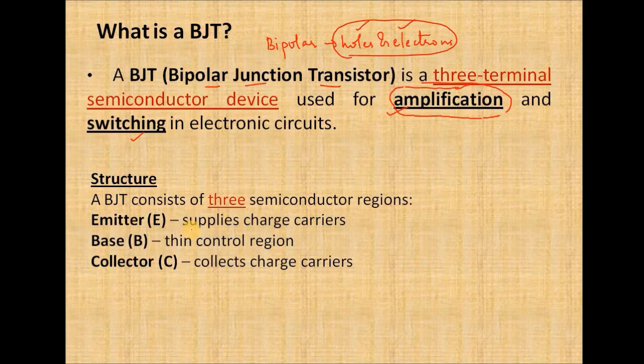Now when it comes to the structure, a BJT has 3 semiconductor regions. The first one is called the emitter, which supplies charge carriers. The second region is called the base. Usually the base is very thin. However, this is actually called the control region. And finally the collector. As the name indicates, this region collects the charge carriers. Again, emitter, base, and then the collector.